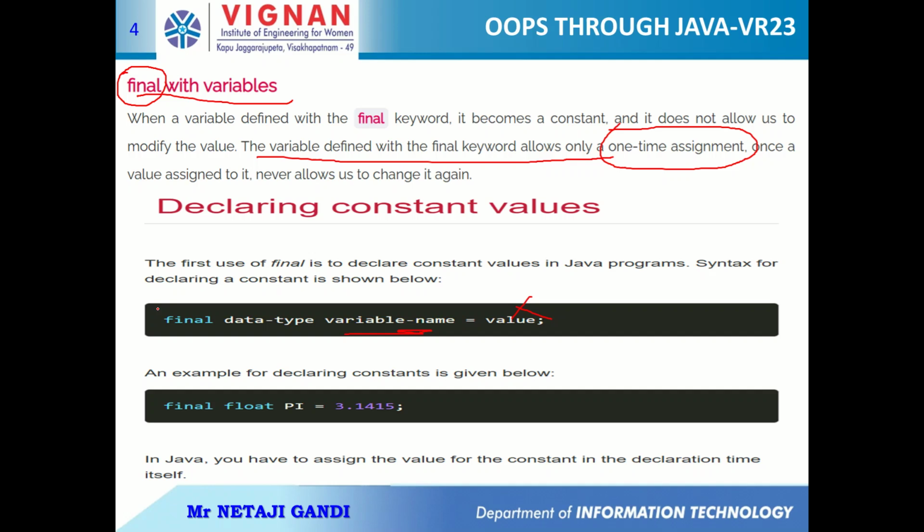Suppose, what is the syntax for declaring a constant value? Final is a keyword here. You can take the data type as int, float, or other basic data types. You can take the variable names a, b, c. You can give any value: 20, 30, 40.